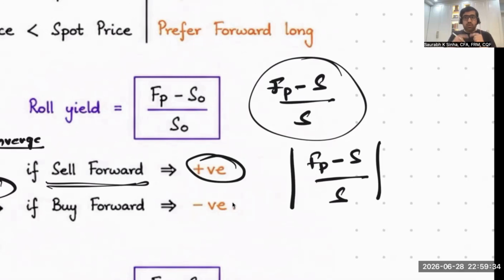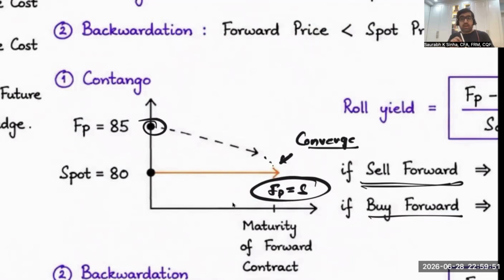The roll yield would be positive when you are selling the forward contract if the forward is trading at premium or is in contango. But if you buy the forward contract at 85, you have an obligation to buy the underlying asset in the future at 85. But in the actual future, what is happening? The underlying asset is trading at 80 only. So you will buy at 85 and sell in the market at 80.